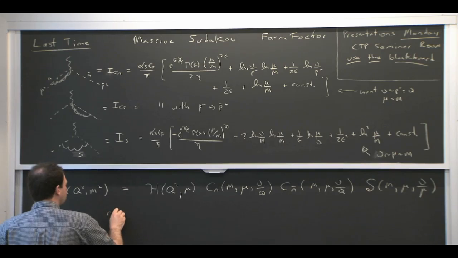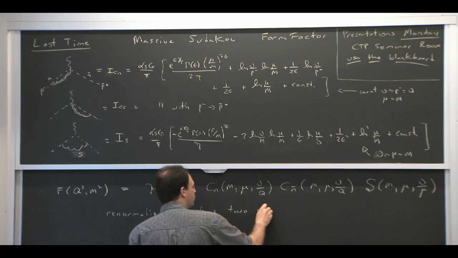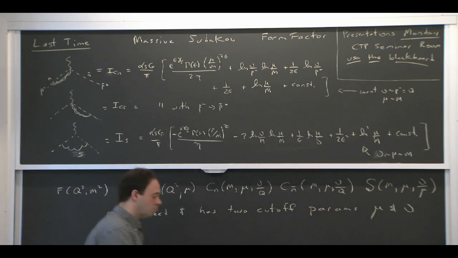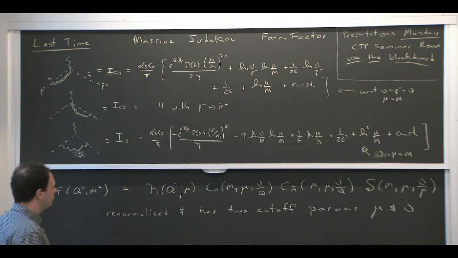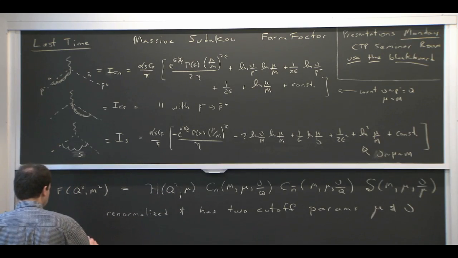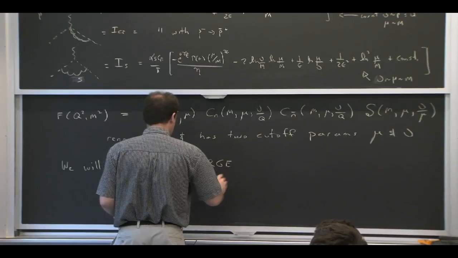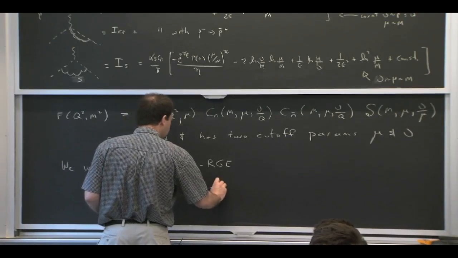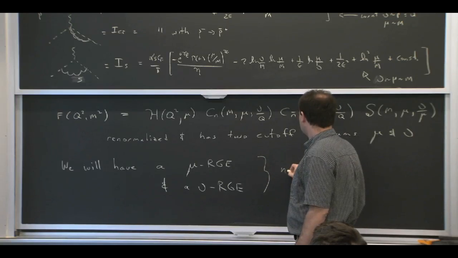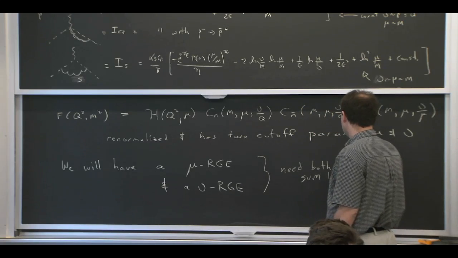So renormalization, and we have two cutoff parameters. So what we'll have, therefore, is a renormalization group for these objects in a two-dimensional space, mu and nu space. And we'll need both of those to sum the large logarithms. So just having renormalization group in mu will not be enough to sum the large logarithms in this problem.